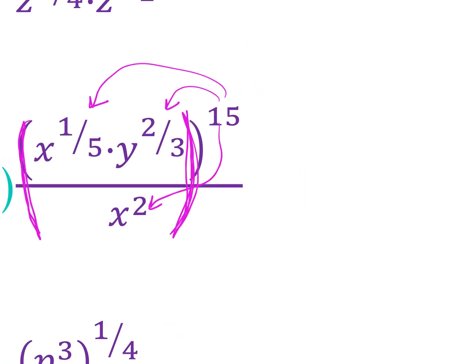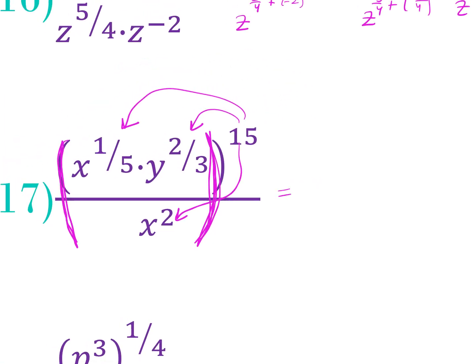So let's rewrite this. I have, what's 1/5 times 15? X to the 3rd. What's 2/3 times 15? Y to the 10th. You're right. And then what's 2 times 15? Okay.